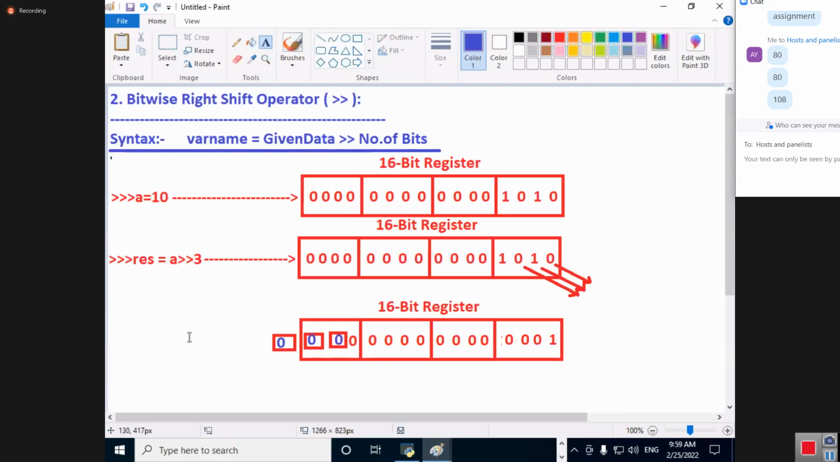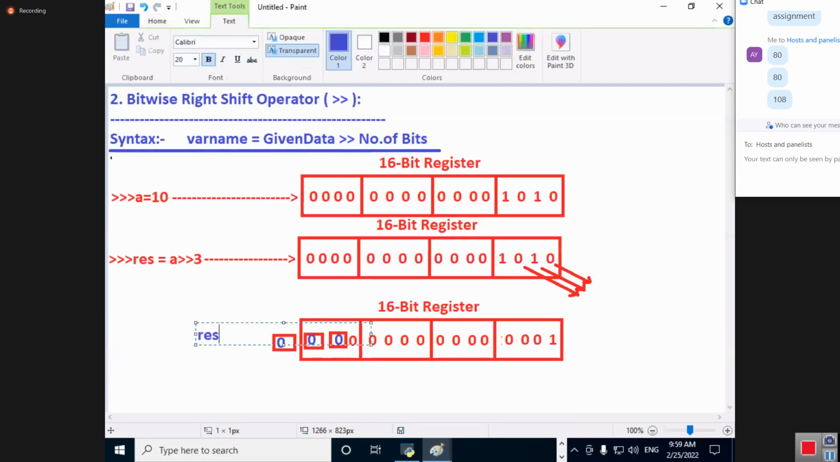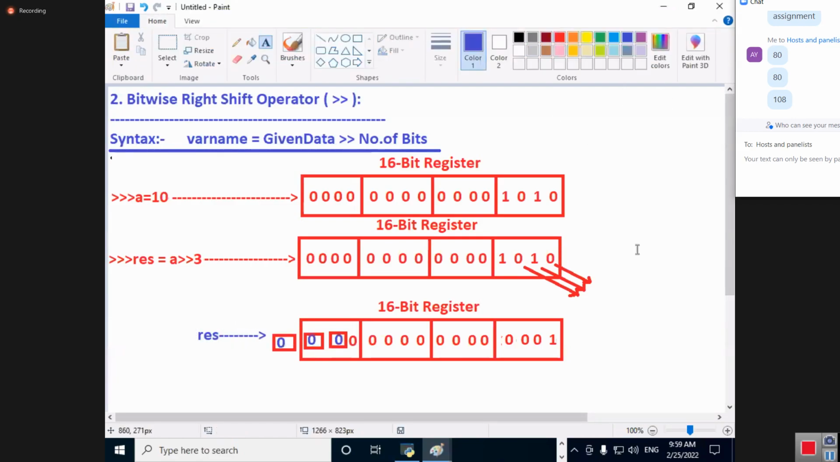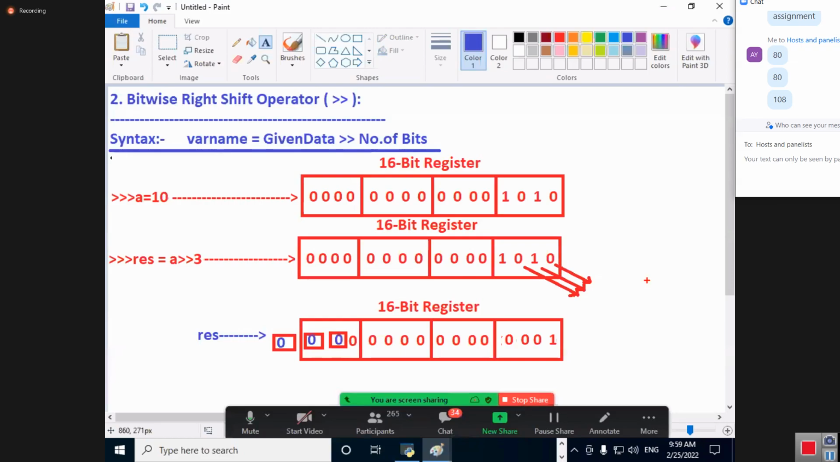Come on, what is this called? RES. RES is pointing to this diagram now. What is the value of this? It is printed the data in the form of decimal number system or not? What is this? 2 to the power of 0, next 2 to the power of 1, next 2 to the power of 2, 2 to the power of 3.